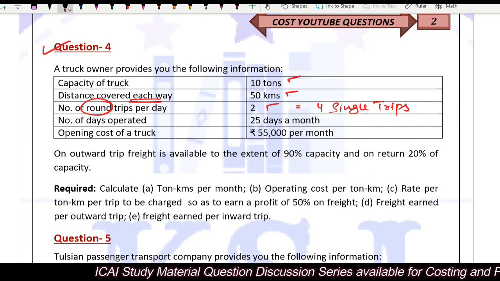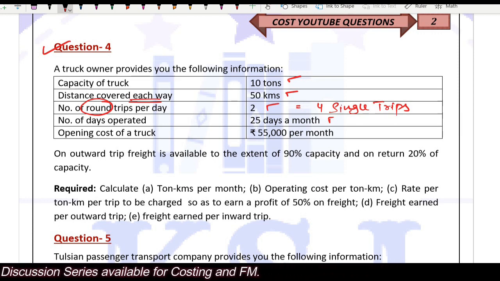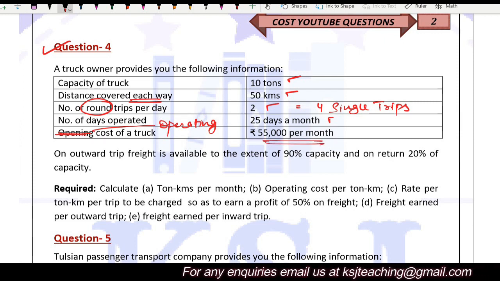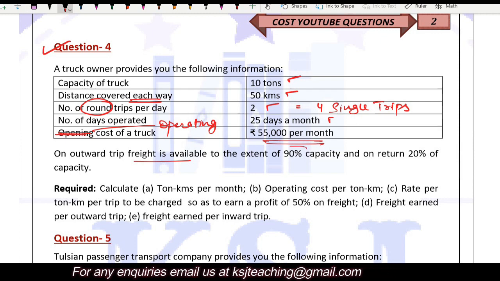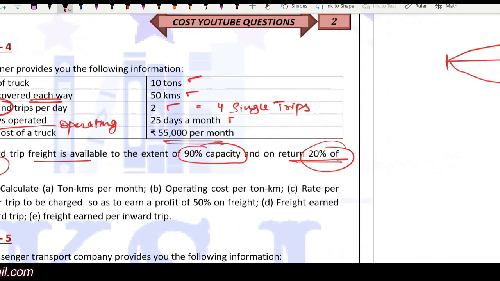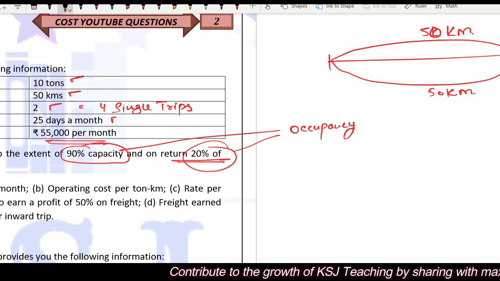Number of days operated, 25 days in a month. The per month operating cost, this is not opening cost, it should be operating cost, of a truck is rupees 55,000 per month. On the outward trip, the freight is available to the extent of 90% capacity, and on return 20% of the capacity. That means, sir, this is the occupancy rate given. This 90% and 20%, this is the occupancy rate given, right?